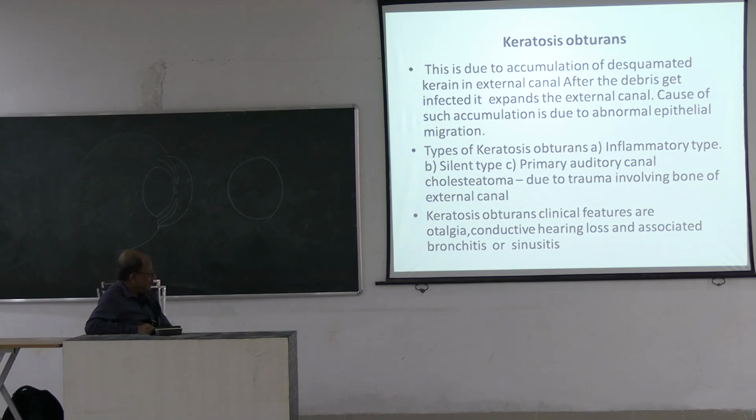Keratosis obturans clinical features are otalgia. If there is itching, there will be otalgia. If there is infection, there will be otalgia. Conductive hearing loss: plenty of debris accumulates in the ear and blocks the canal, giving rise to conductive type of hearing loss, and they may be associated with bronchitis and sinusitis. Okay.